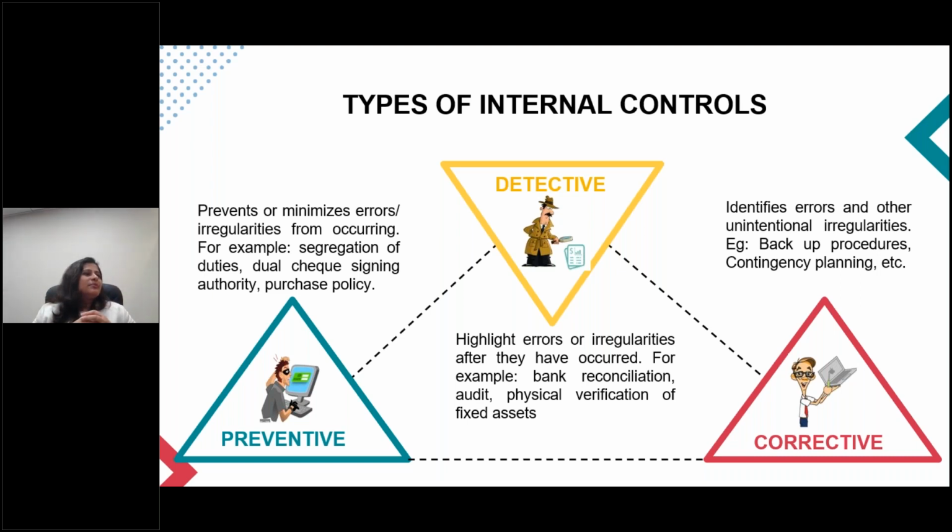Then the third type is corrective. The error has already occurred and then you need to correct it. So preventive is before occurring, corrective is after occurring, you fix the problem. So it corrects errors and other unintentional irregularities, such as backup procedures and contingency planning, like a BCP that we spoke about.